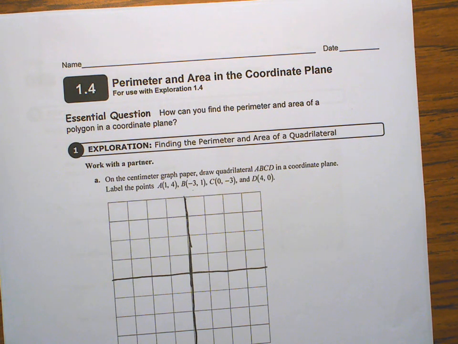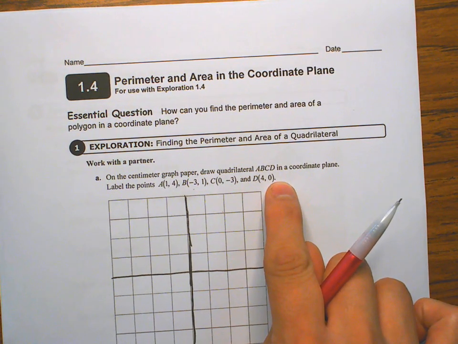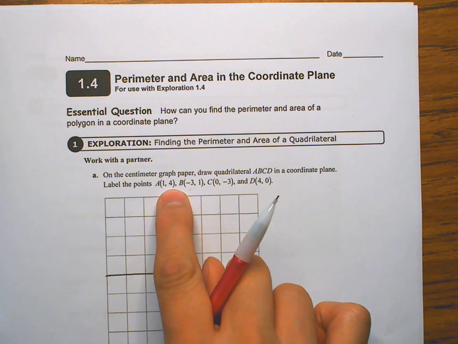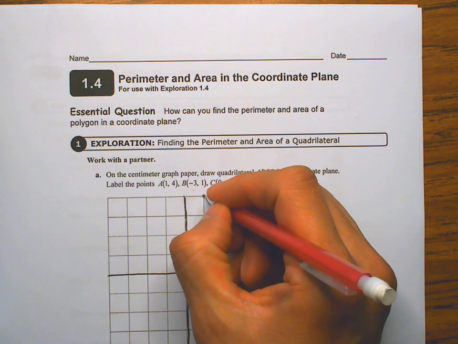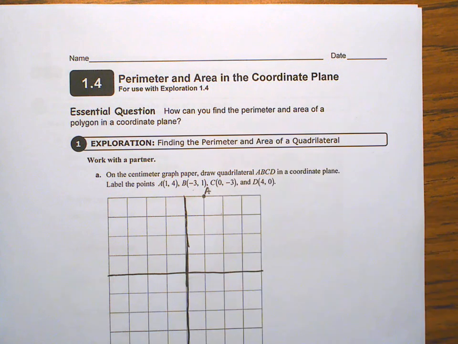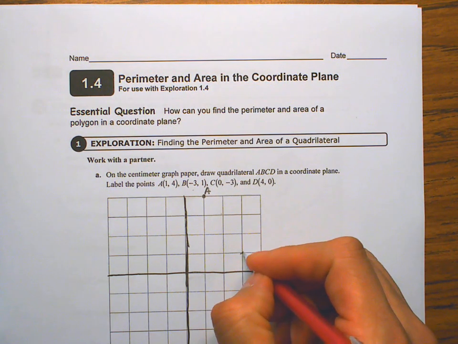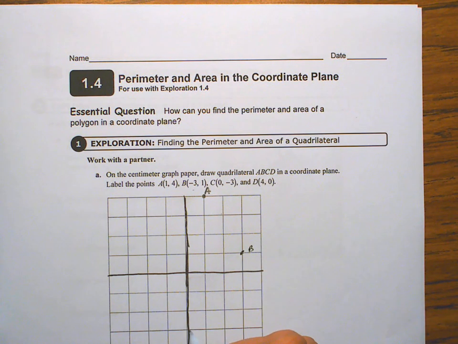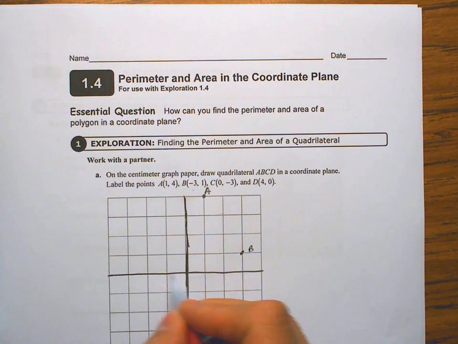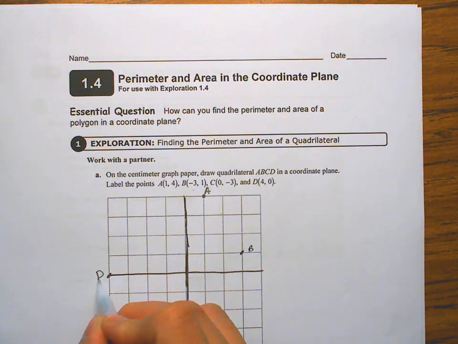Now on page 17, we're going to plot these points right here. The first point we're plotting is point 1, 4. So 1, 4, this is going to be A. The next one is 3, 1. That's B. The next one is 0, negative 3. That is C. And the next one is negative 4, 0, which is D.